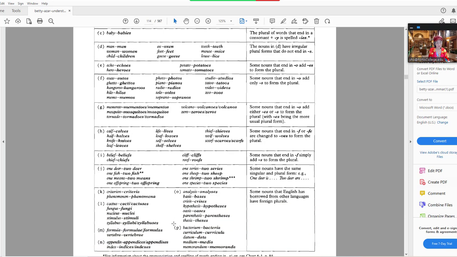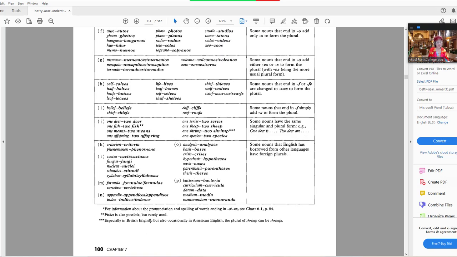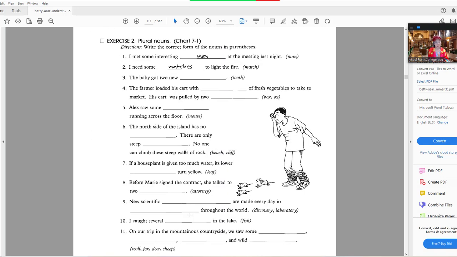One deer, two deer, one fish, two fish, one series, two series, and then here are a whole bunch of others. Some nouns that English has borrowed from other languages have foreign plurals that you simply have to memorize. Here, the baby got two new teeth. The farmer loaded his cart with boxes of fresh vegetables. His cart was pulled by two oxen. So you just have to remember. Alice saw some mice running across the floor.